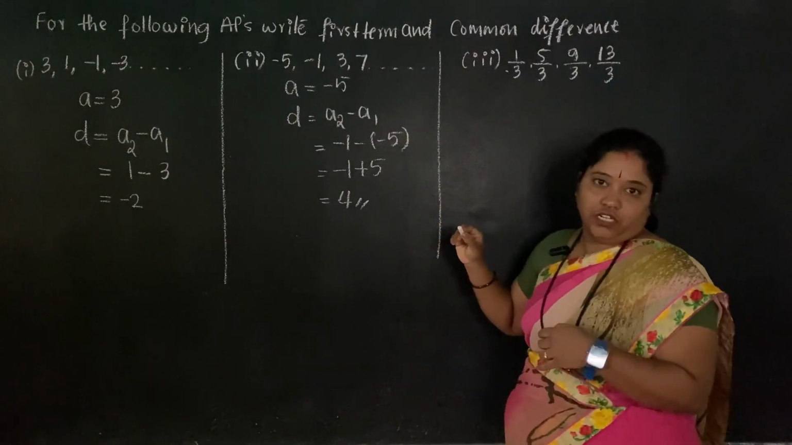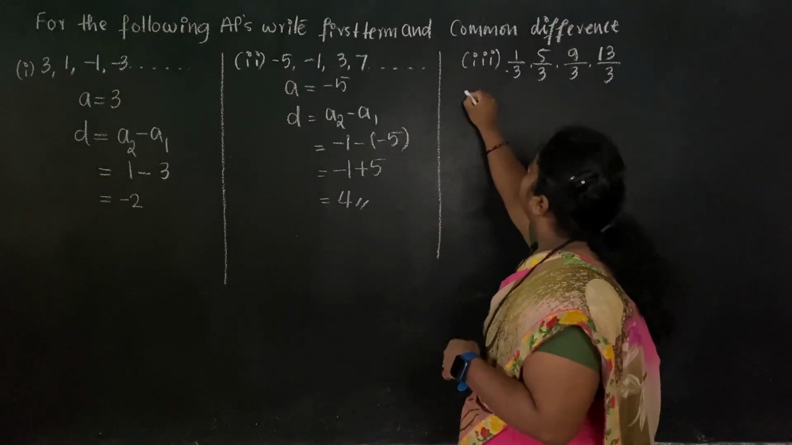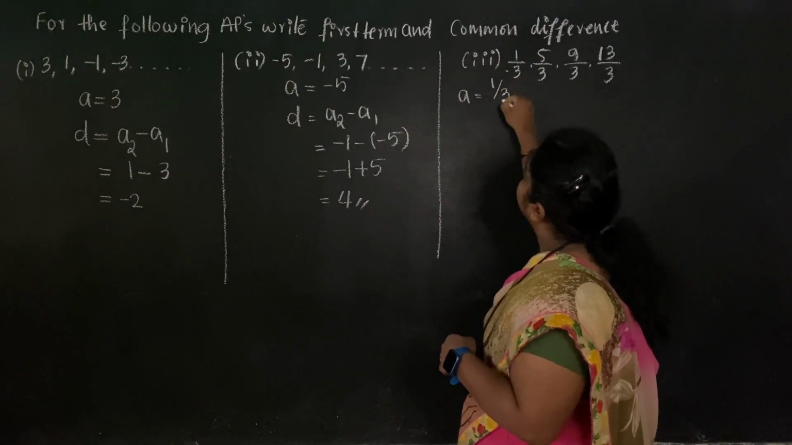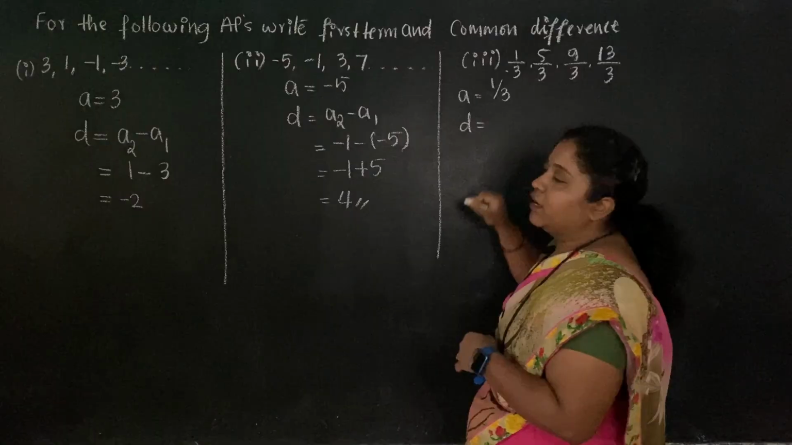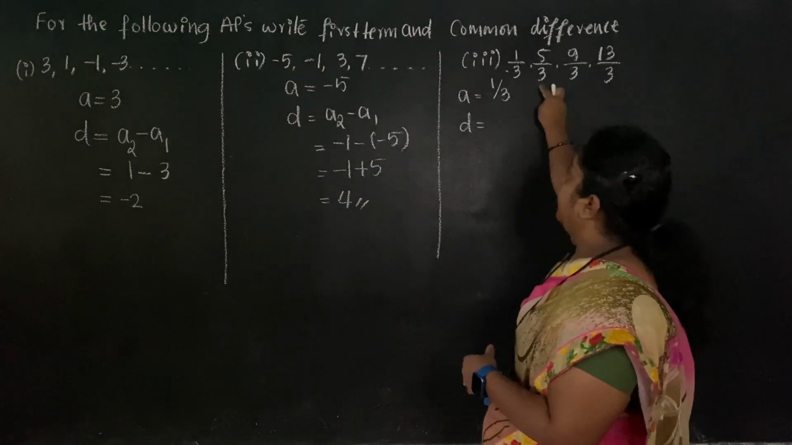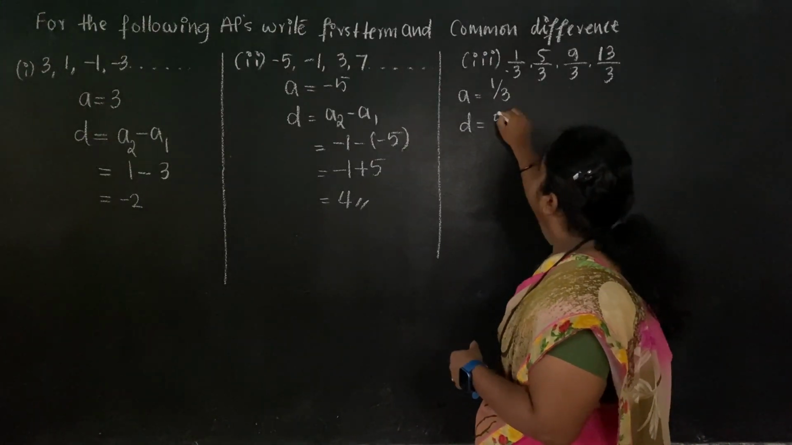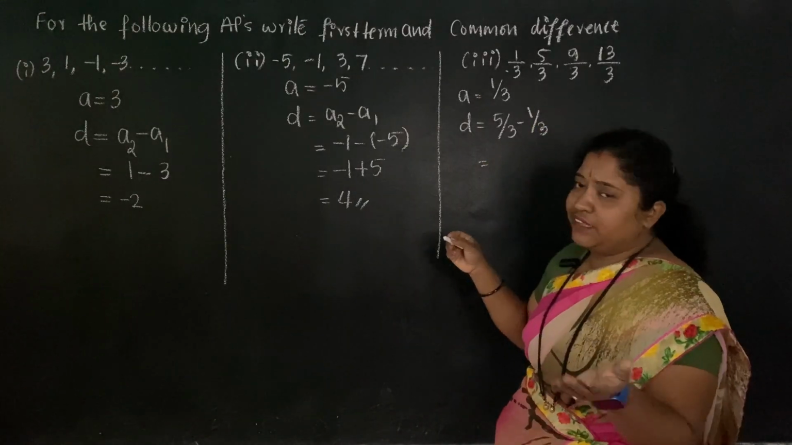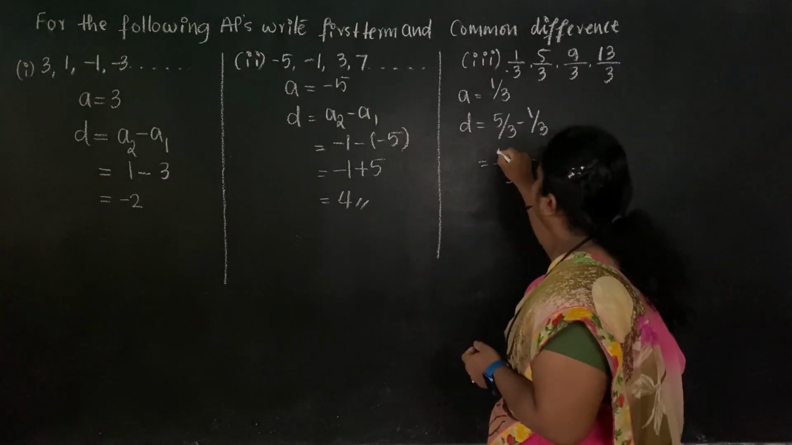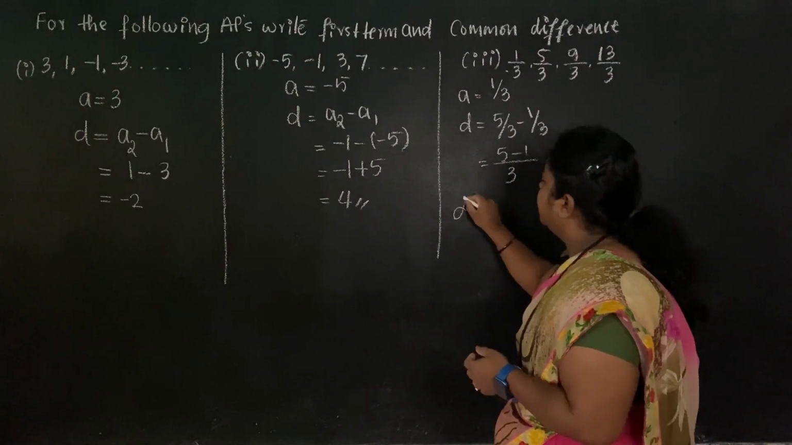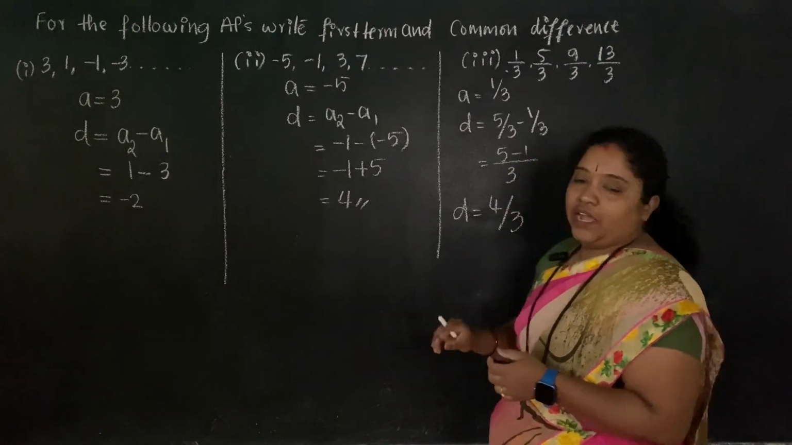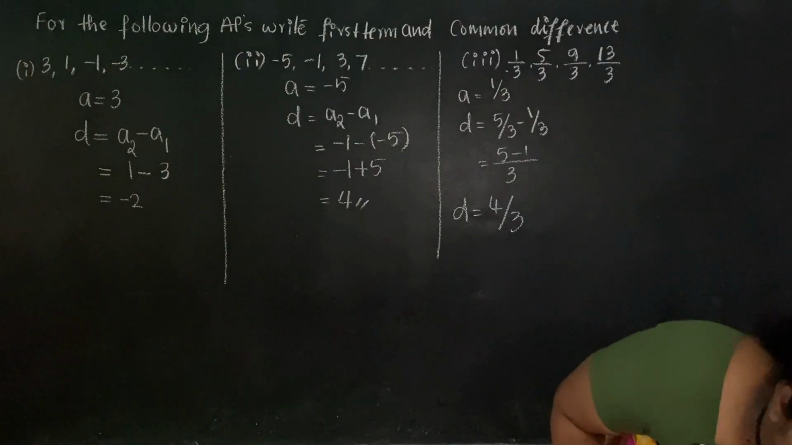We have a third question here. Directly you can write A is equal to 1 by 3, and I told you how to calculate the D value, dears. D is A2 minus A1, that is 5 by 3 minus 1 by 3. Denominators are the same, just subtract the numerators, that is 5 minus 1. D is equal to 4 by 3. We'll take the last question also.